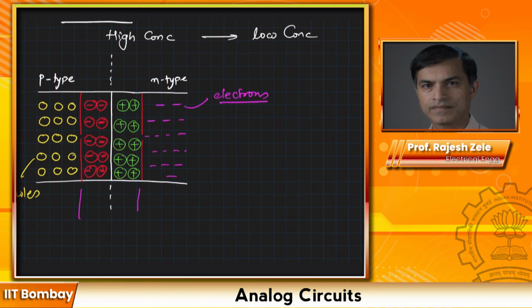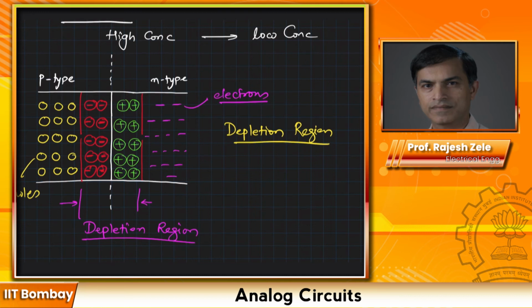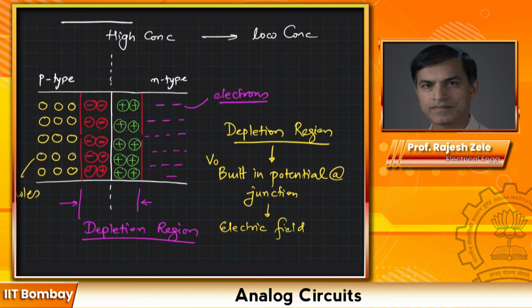This colored area here is called the depletion region, which means all the mobile charges are depleted from the interface section. As a result of the depletion region, we have a built-in potential because of separation of charges at the junction, and we call that V0. And as soon as there is a potential difference, there will be an electric field over here.